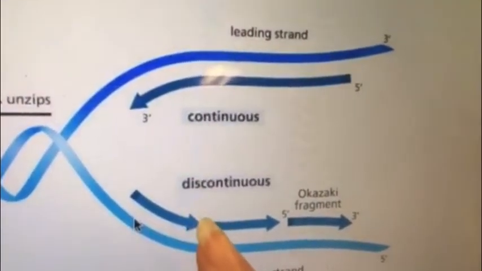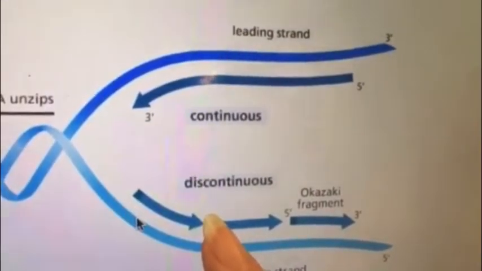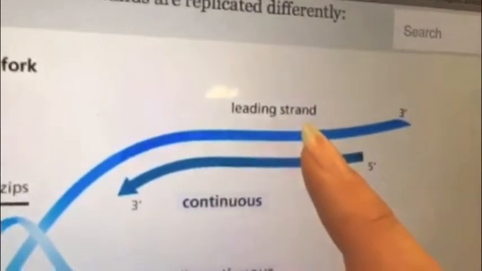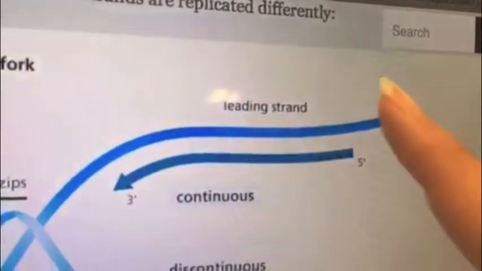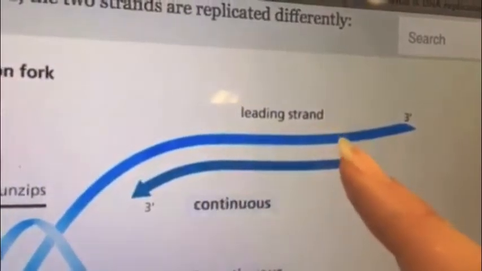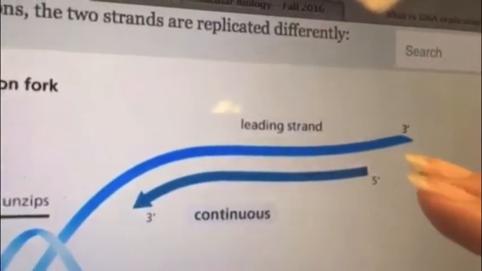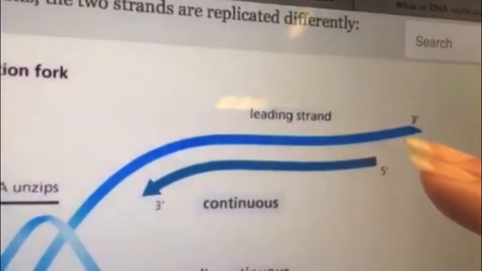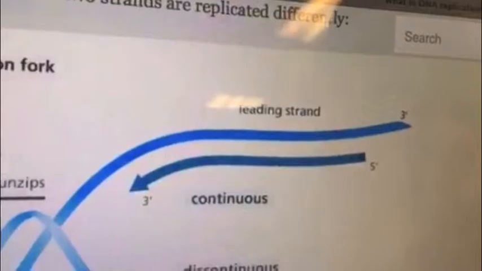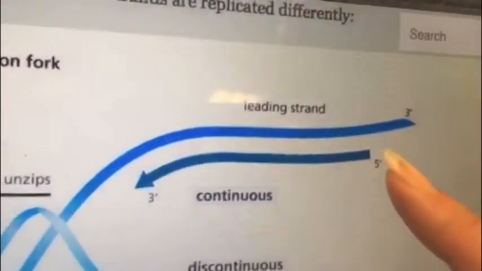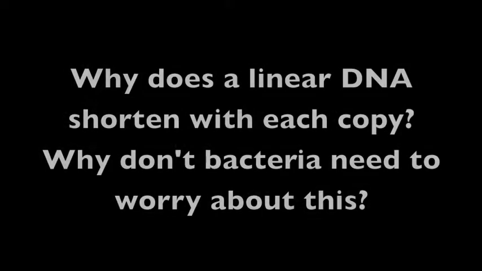and this is going to be sealed by DNA ligase, whereas with our leading strand from 5' to 3' or 3' to 5', our opposite strand is going to complement the nucleotide bases.